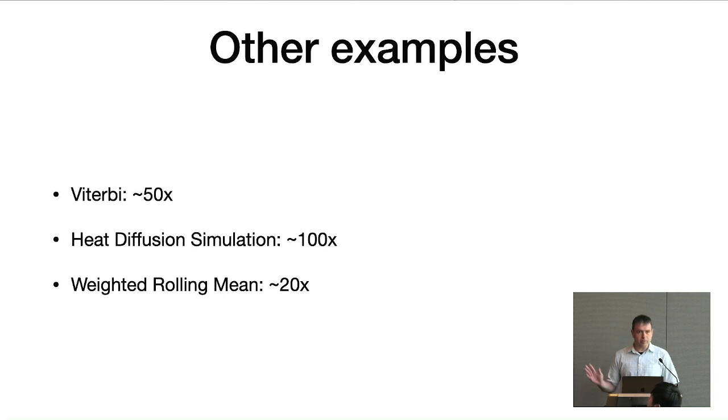The README for the package has a few more substantial examples that don't fit in this talk or on a single slide. There's a probabilistic programming implementation of a hidden Markov model where you see a speed up of about 50 times. There's a heat diffusion simulation where you get a 100x speed up, and a handwritten weighted rolling mean where you get a 20x speed up, which also beats the C++ implementation.